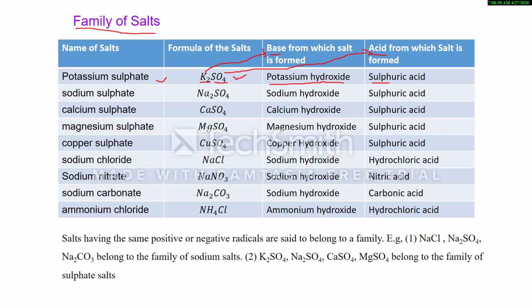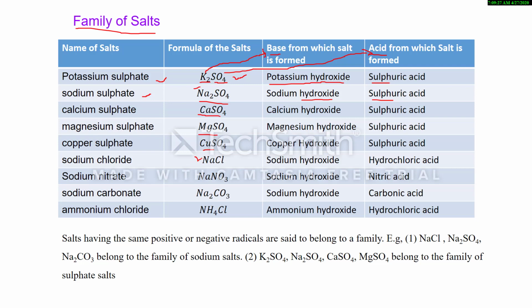Okay. Next, another example, sodium sulfate, Na2SO4. This is Na, the cation. This is coming from the base. That's why we'll write sodium and put the term hydroxide, sodium hydroxide. This SO4 is a part of sulfuric acid. That is, the cation comes from the base and the anion comes from the acid. Now again you can try yourself: calcium sulfate, magnesium sulfate, copper sulfate.